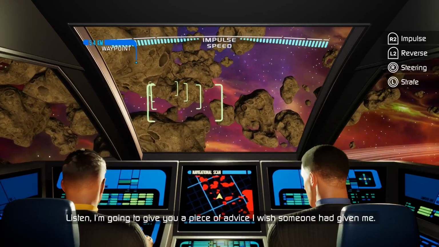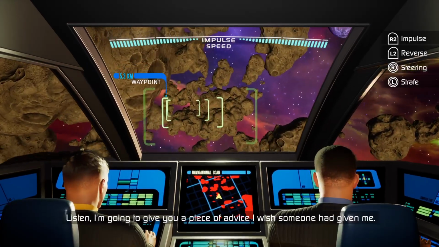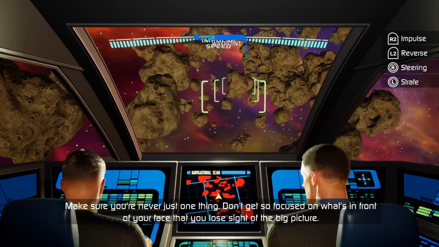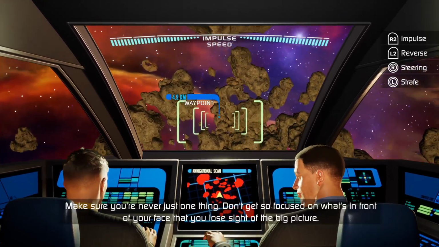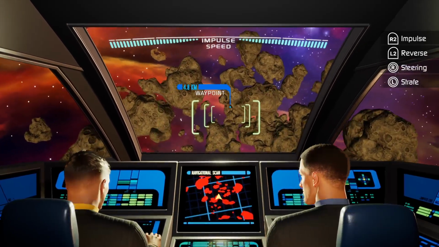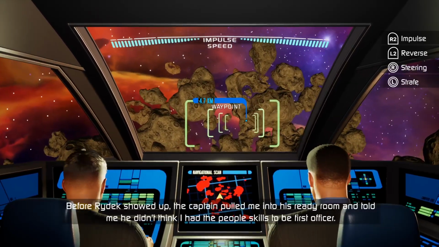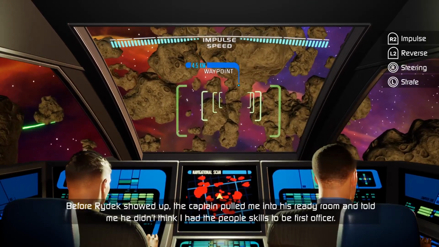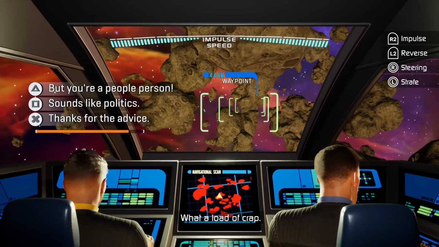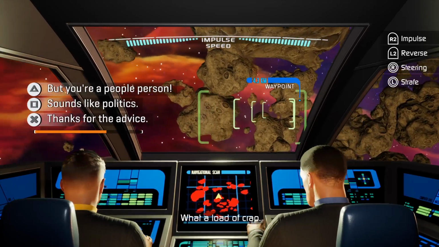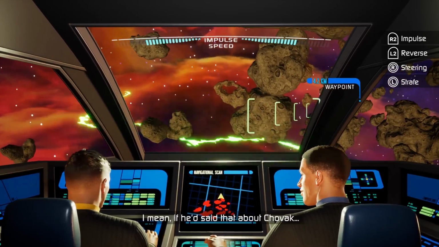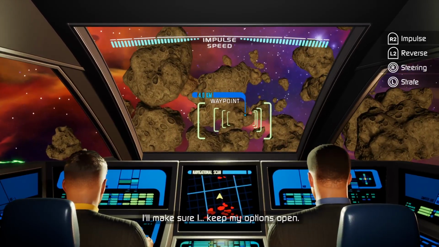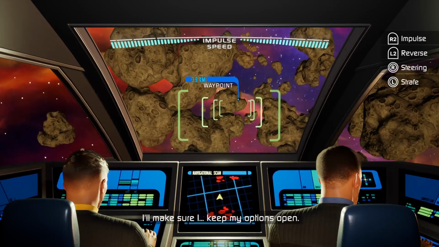Listen, I'm going to give you a piece of advice I wish someone had given me. Make sure you're never just one thing. Don't get so focused on what's in front of your face that you lose sight of the big picture. Before Ryder showed, the captain pulled me in, told me he didn't think I had the people skills for first officer. Sure. I appreciate that advice, Commander. I'll make sure I keep my options open.